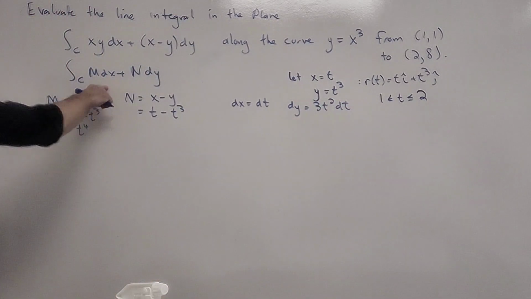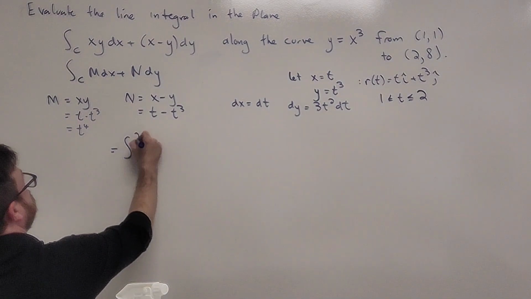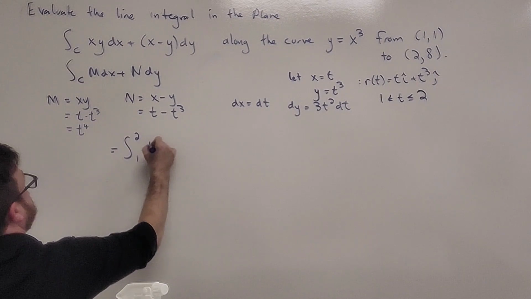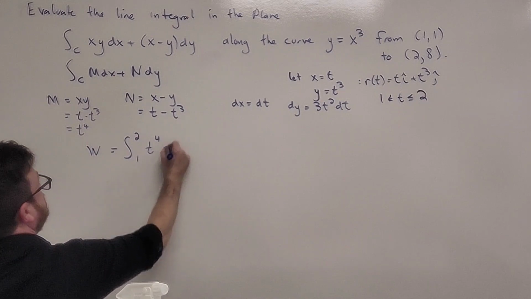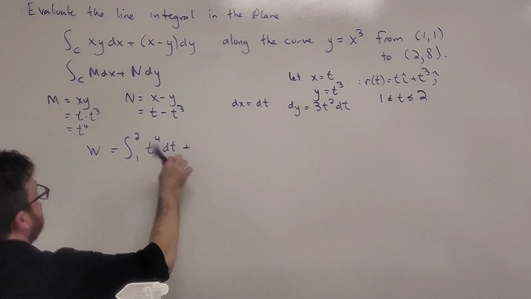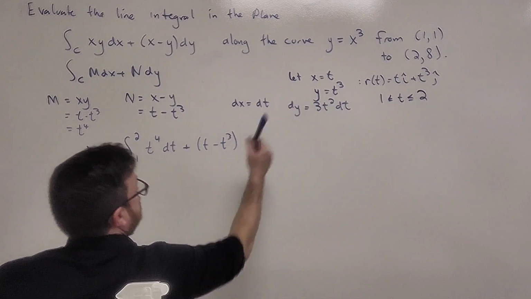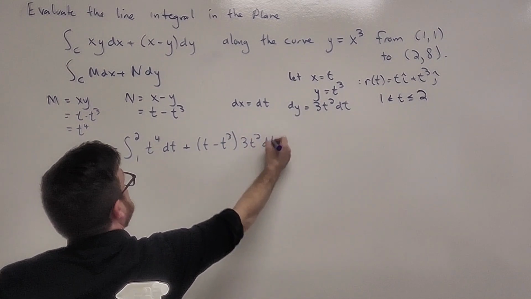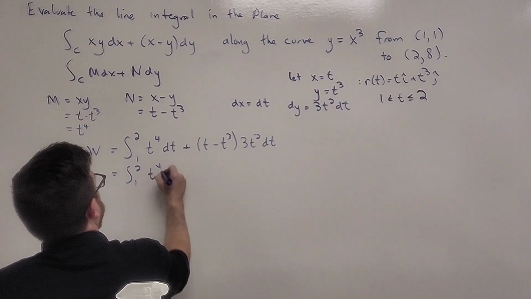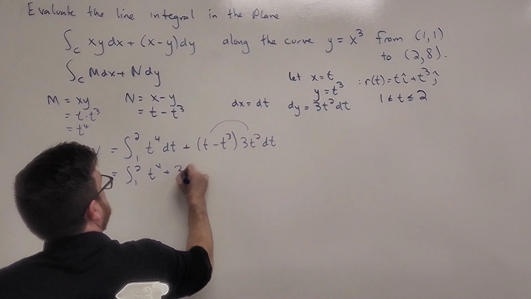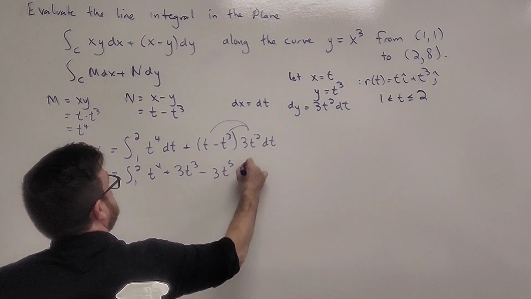So now when we set up this integral, this is going to be equal to the integral from 1 to 2 of m, which is t to the 4th, dt, plus n, which is t minus t cubed, times dy, which is 3t squared dt. And simplifying this, the integral from 1 to 2 of t to the 4th plus 3t cubed minus 3t to the 5th dt.